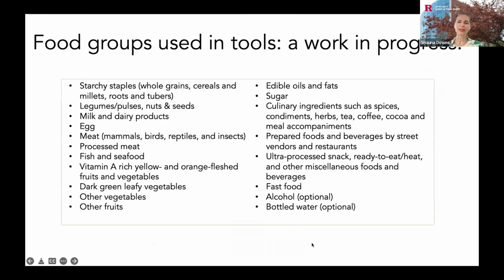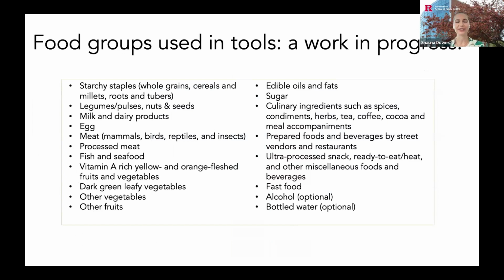So the tools included in the toolbox use food groups, and we have the same food groups that are used in all of the tools. This has been incredibly challenging, and so we are still not at a consensus in terms of the food groups we'll be using in the toolbox. The food groups that I've included here are not the finalized food groups. Again, this has been very iterative.